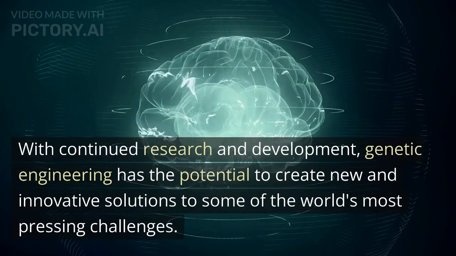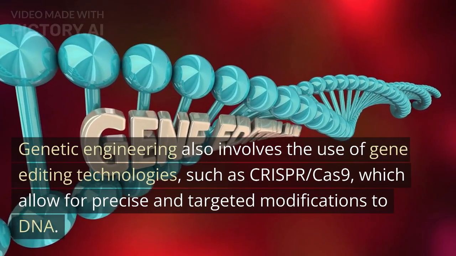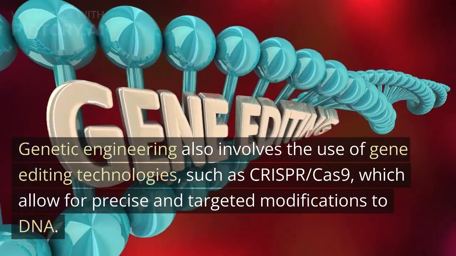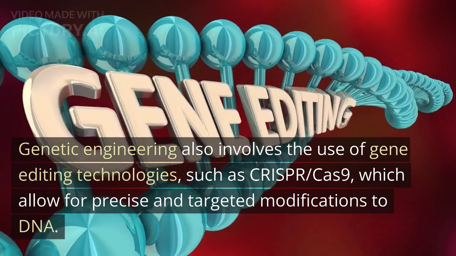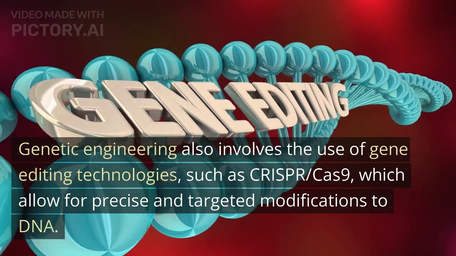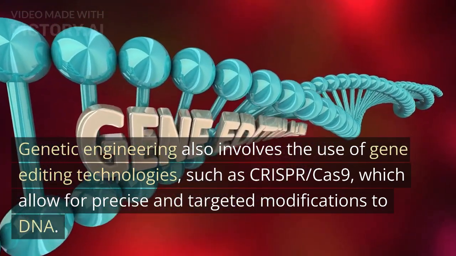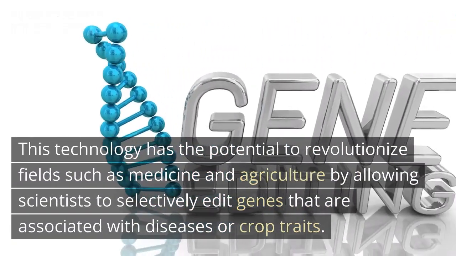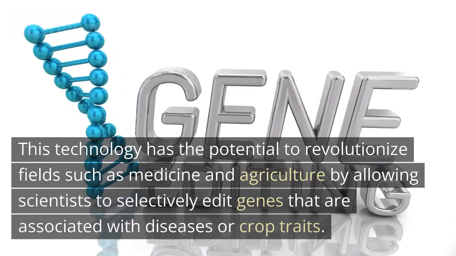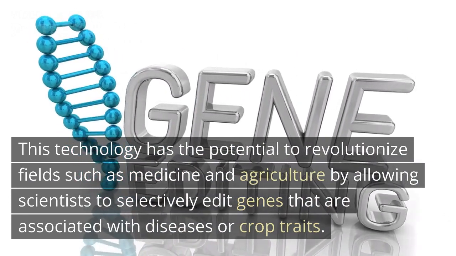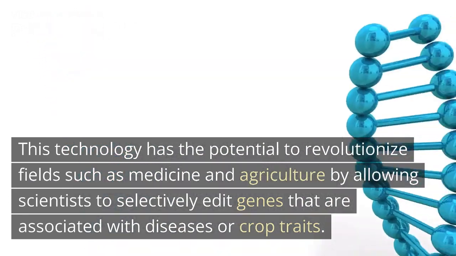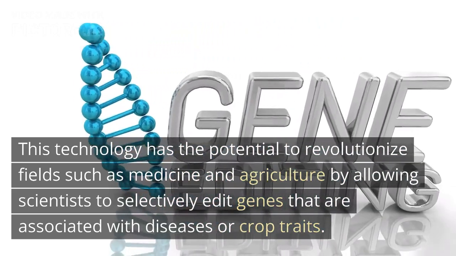Genetic engineering also involves the use of gene editing technologies, such as CRISPR-Cas9, which allow for precise and targeted modifications to DNA. This technology has the potential to revolutionize fields such as medicine and agriculture by allowing scientists to selectively edit genes that are associated with diseases or crop traits.